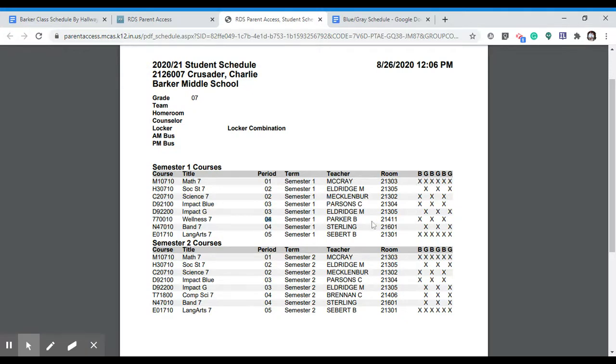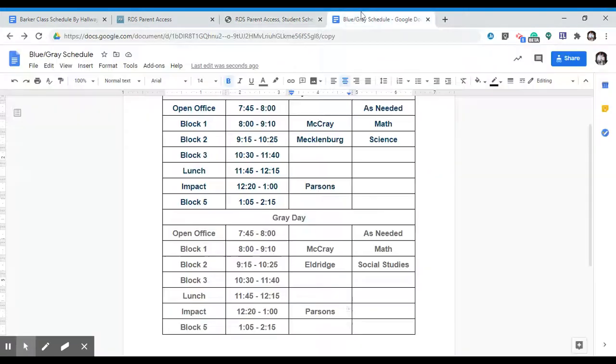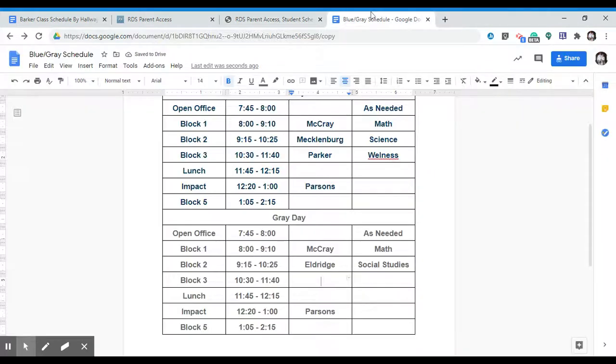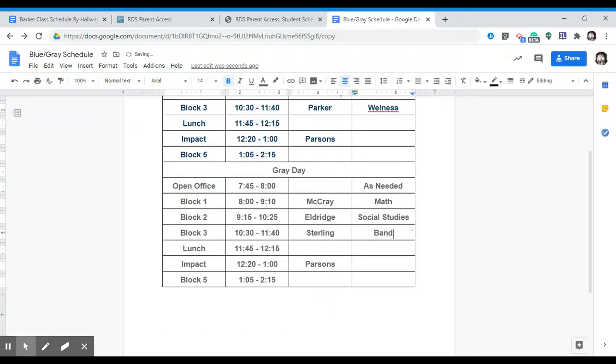So I have Mr. Parker on blue days for wellness. Parker. Wellness on blue days. My block 4 teacher on gray days, right here, is Mr. Sterling, band. Mr. Sterling for band. So I'm going to type in Sterling. I'm going to type in band.